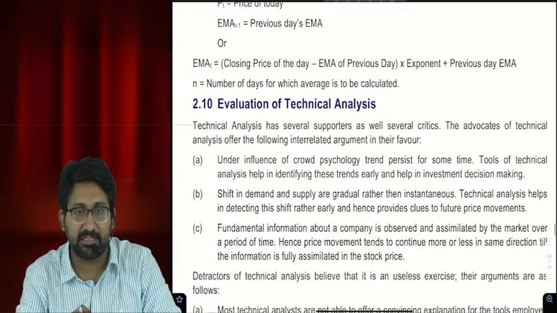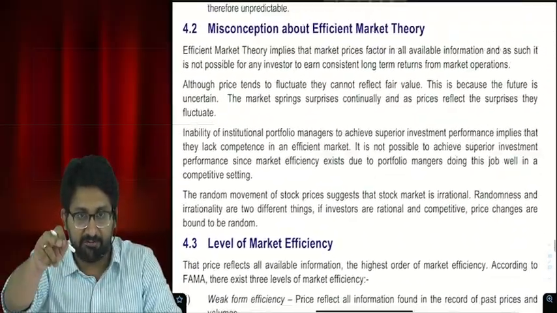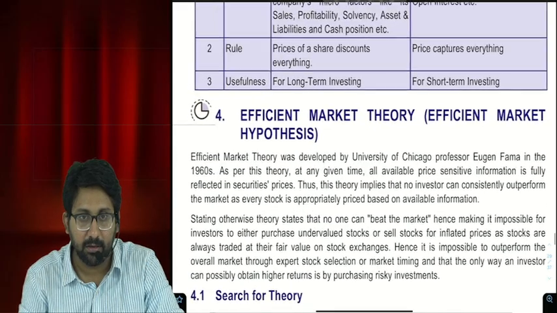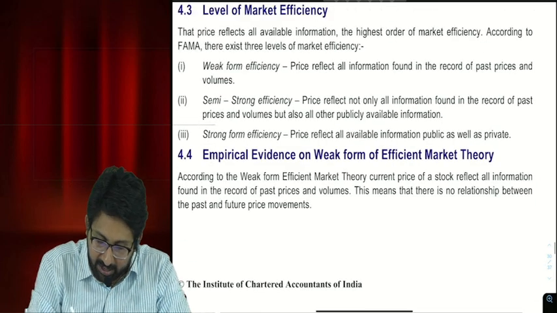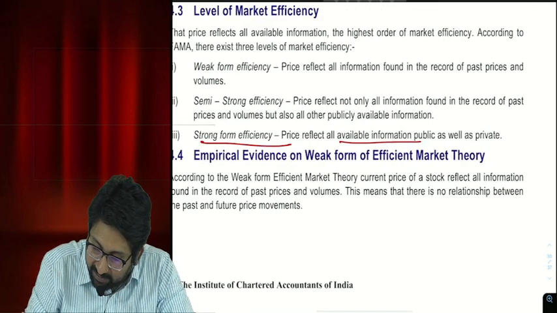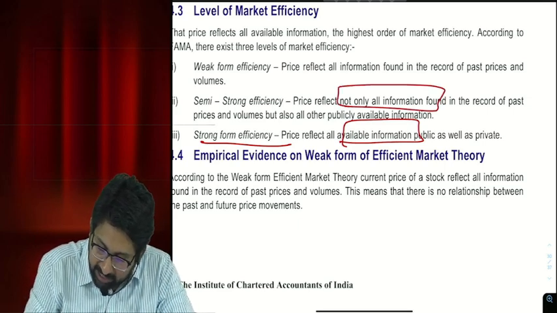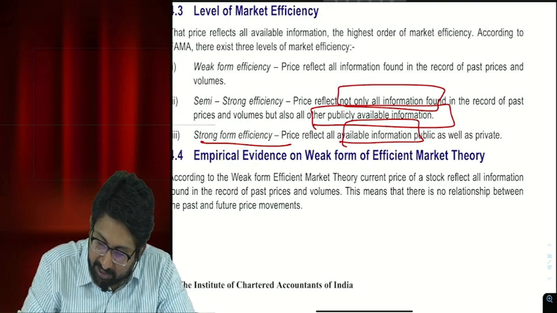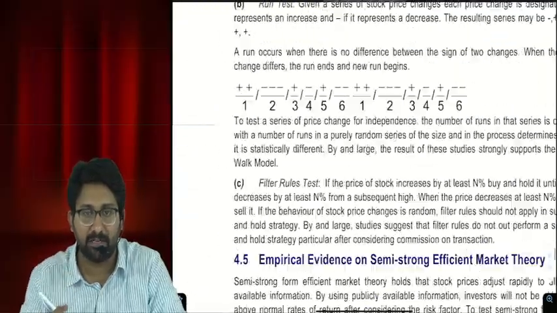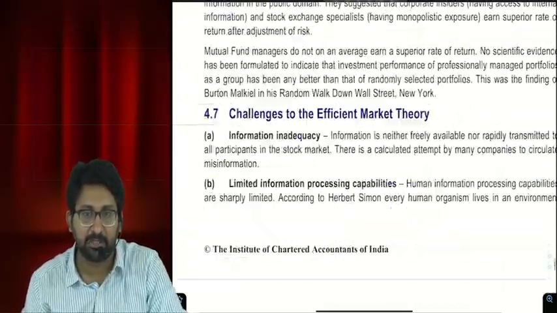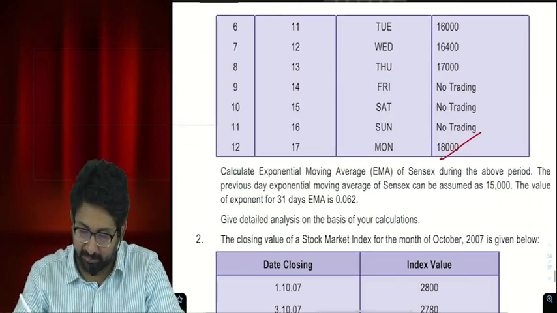Efficient market hypothesis, evaluation of technical analysis. All these are in a chapter called the efficient market hypothesis. One very important concept to understand. Strong efficiency reflects all available information, not only information found but also other publicly available information. Price reflects all information found in past records and volumes. Empirical evidences of weak efficiency market, semi-strong, strong efficiency market. This question was asked for 8 marks in the very recent attempt.